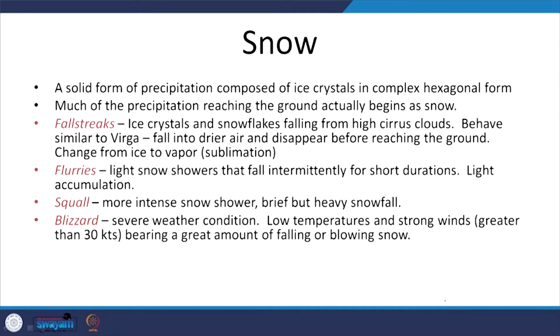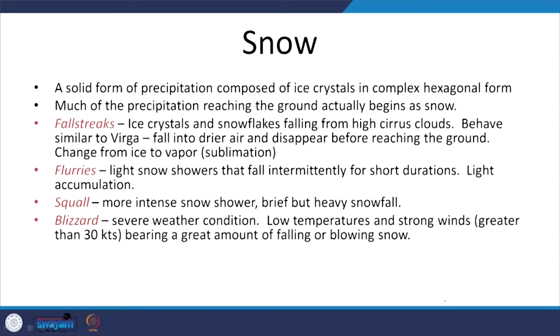When you talk about precipitation in the form of solid H2O, the different phase, a solid form of precipitation is composed of ice crystals which are in a complex hexagonal form. Basically, precipitation in the form of solid is generally referred to as snow. Much of the precipitation reaching the ground actually begins as snow. Okay. Within this particular class of precipitation, there are several other forms.